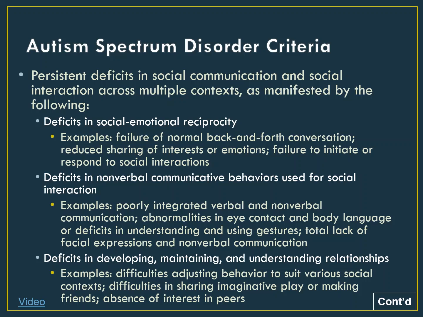Or if you're sad and crying, my emotional expression is likely to change in response to that, as I share in that emotional expression with you. Those are examples of emotional reciprocity. People with autism spectrum disorder have deficits in these areas.